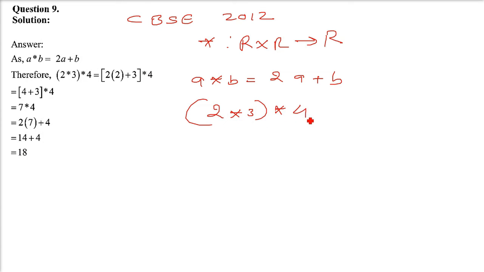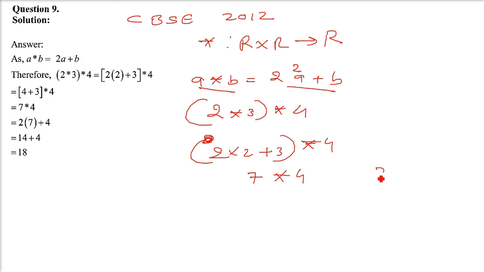Now, what you have to do is first use 2 and 3 as A and B. So first take A as 2 and B as 3. Then whatever the value is, just put it in the place of 2 star 3 and then operate it for 4. So 2 into 2 plus 3, I have taken A as 2, B as 3. So 4 plus 3 is 7. So 7 star 4 you have to do. That is, you have to reapply 2A plus B again. In the place of A, you take 7, and in the place of B, you take 4. So 2 into 7 plus 4, 2 into 7 is 14. 14 plus 4 is 18. This is your final answer.